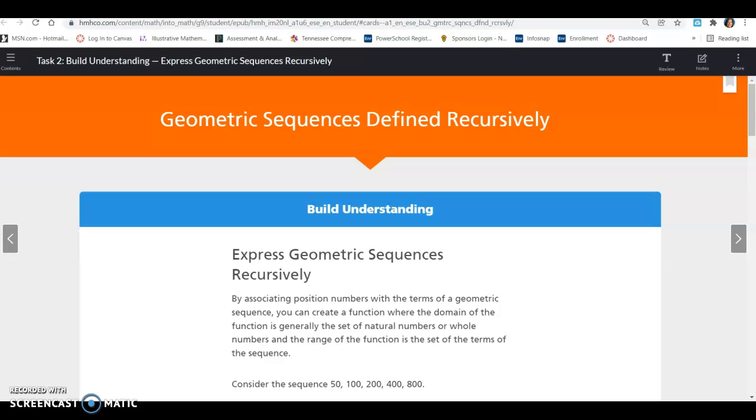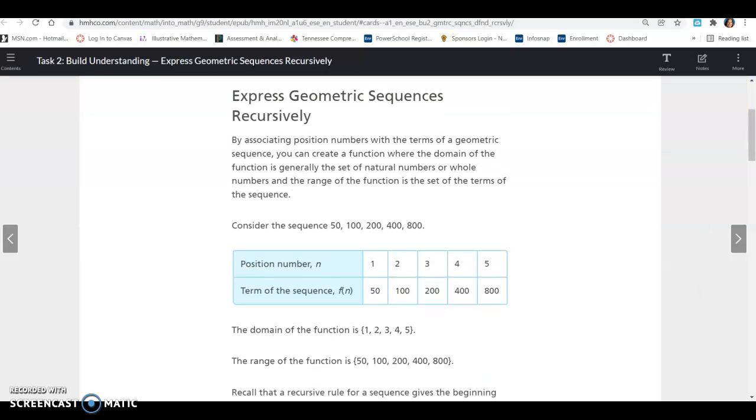Lesson 14.1, task 2. All right, express a geometric sequence recursively. By associating position numbers with the terms of a geometric sequence, you can create a function where the domain of the function is generally the set of natural numbers or whole numbers, and the range of the function is the set of terms of the sequence. So consider the sequence 50, 100, 200, 400, and 800. So the position, you're looking at your first term. The first term is 1, 2, 3, 4, 5.